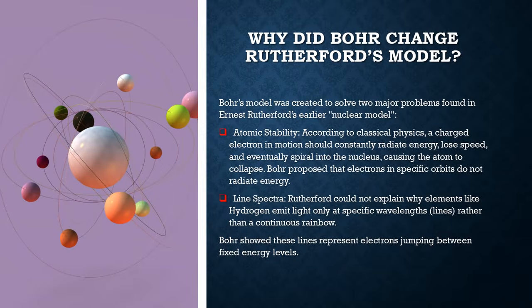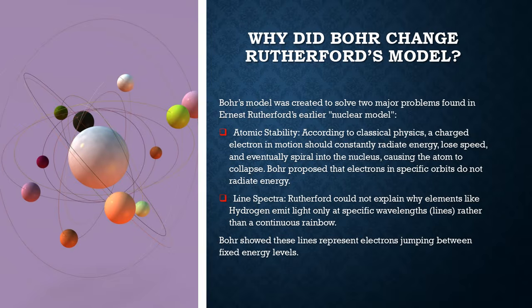So according to classical physics, we got to know that as objects move in their circular path, they lose energy. And when they lose energy, they spiral into their moving path. That is, they enter into their center and they will cause the object to collapse.